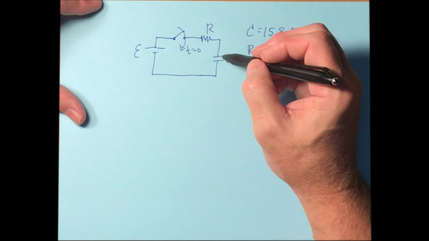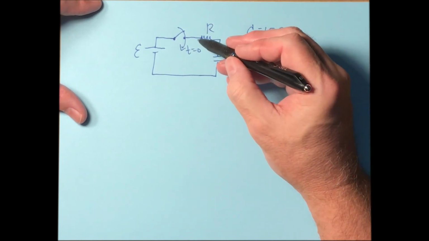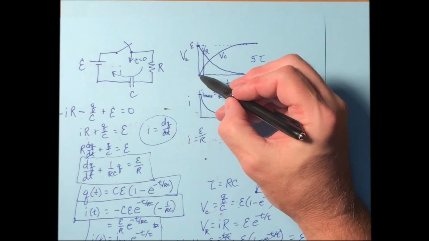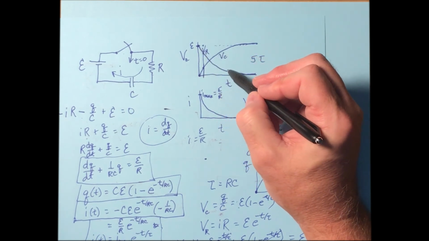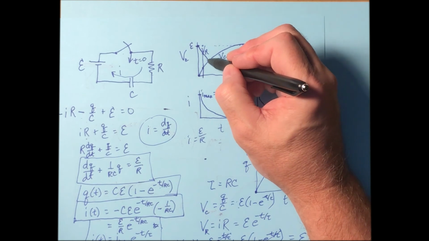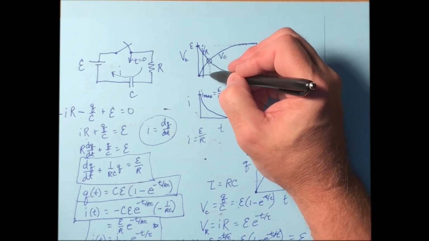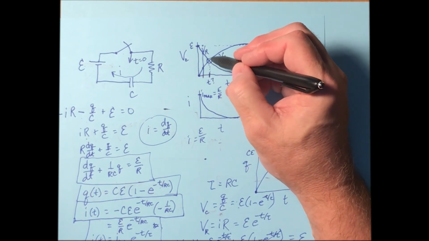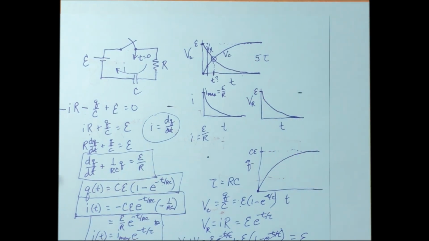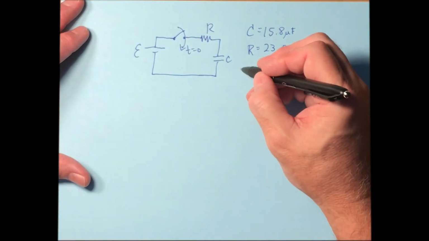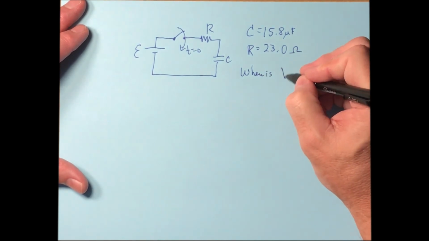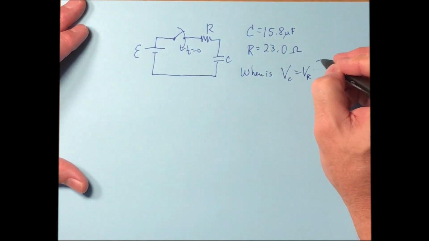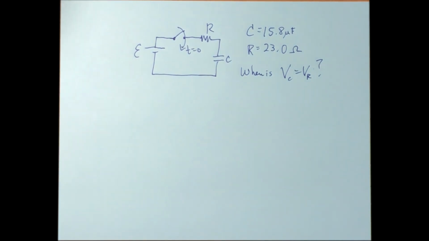As this thing begins to charge up, there's going to be a voltage across the capacitor and a voltage across the resistor. You saw that right back here. The voltage of the capacitor rises, the voltage of the resistor decays. But you see they cross at one point right here. The question is, what is t? At what time is the voltage across the capacitor and the voltage across the resistor equal to each other? So, in other words, when is V sub C equal to V sub R? That's the question.